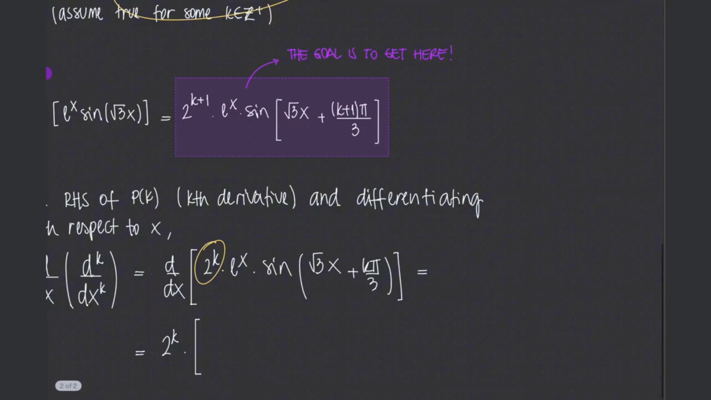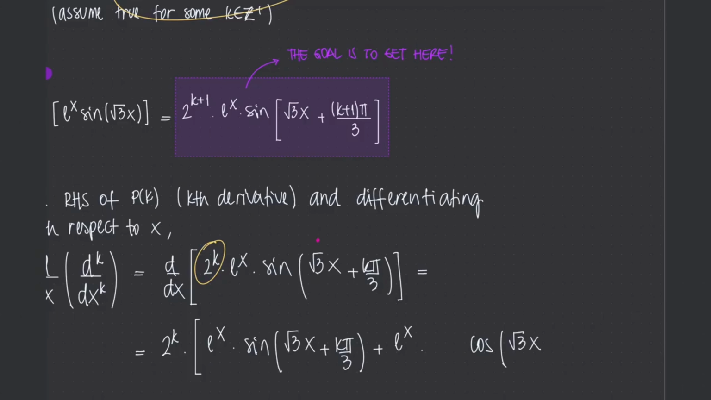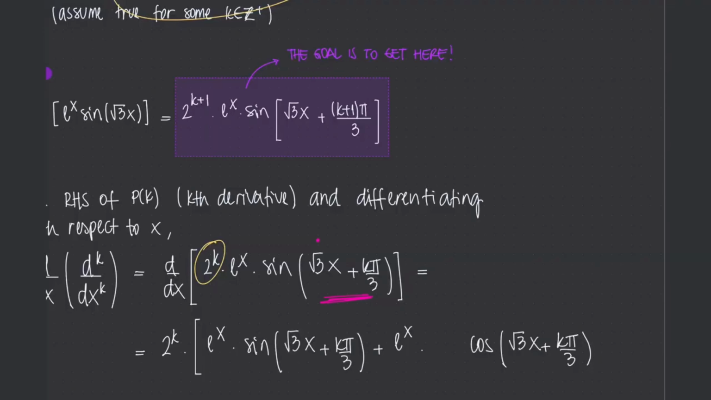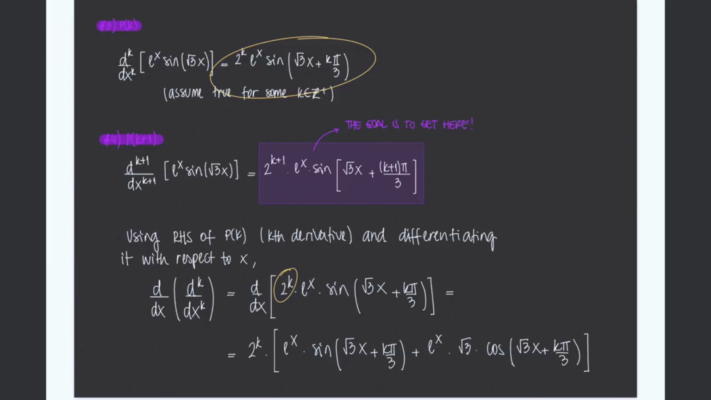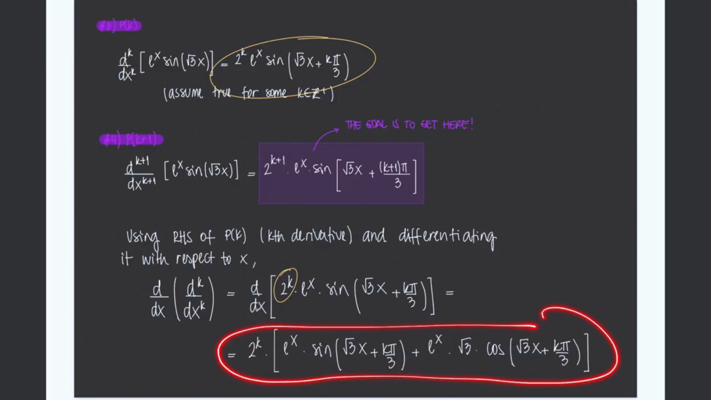So we have the derivative of e to the x times the sine function, which has a k here, there you go, plus e to the x times the derivative of the sine, which is cosine of root 3x plus k pi over 3, times the derivative of the inside function. The only thing that multiplies x over here is root 3, therefore the derivative of this is equal to root 3. Now, it doesn't look like we're getting anywhere because this is not the same as this, but trust me, we're getting there.